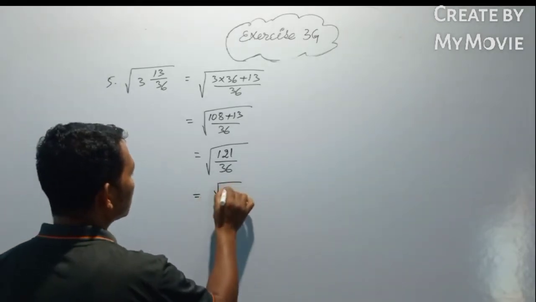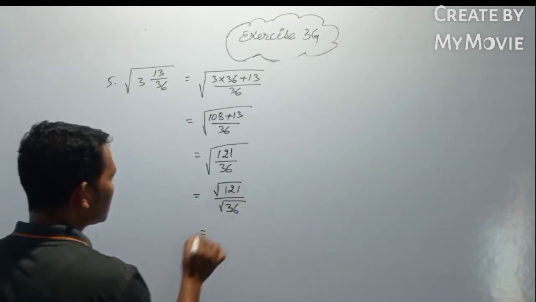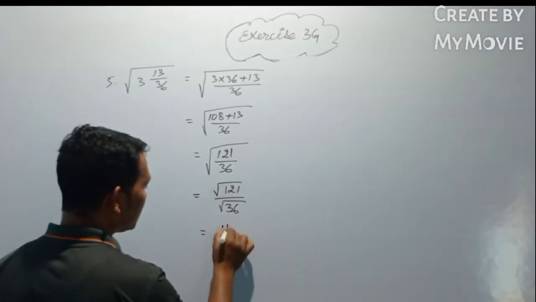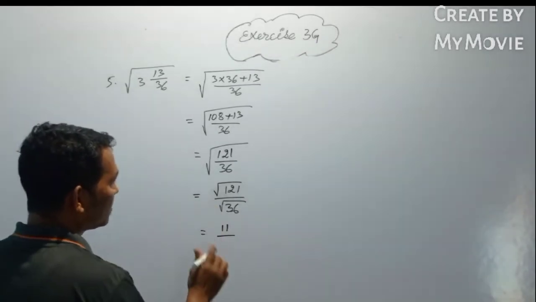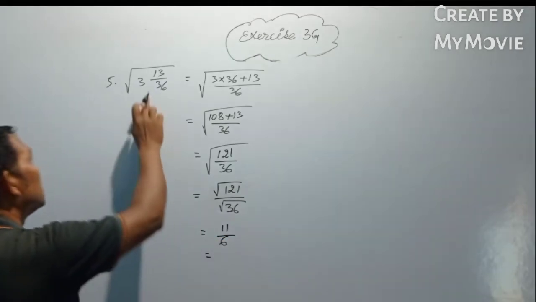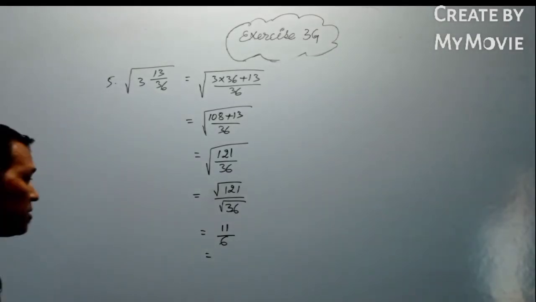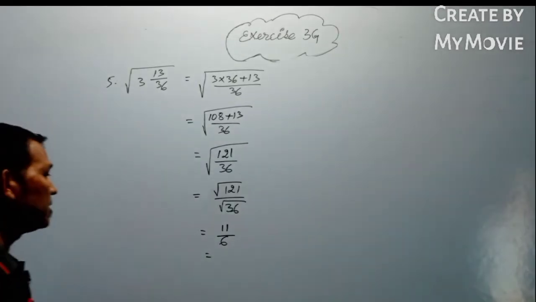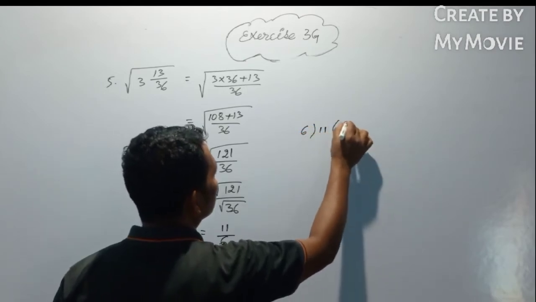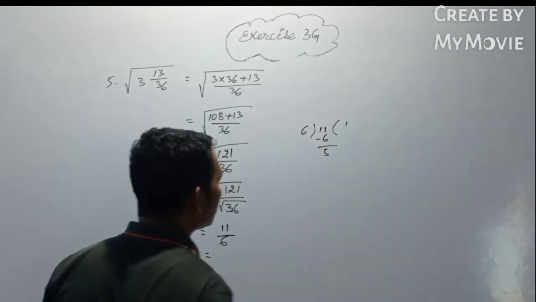This is equal to square root of 121 upon square root of 36. The square root of 121 is equal to 11, and the square root of 36 is equal to 6. Now, since the question is in the form of a mixed fraction, your answer should also be in the form of a mixed fraction. So divide 11 by 6. 6 1s are 6, then the remainder is 5.